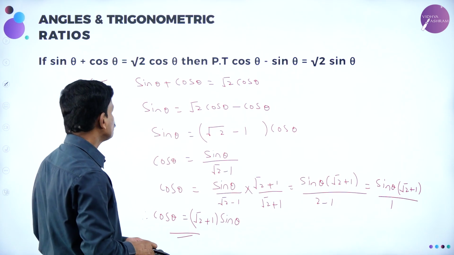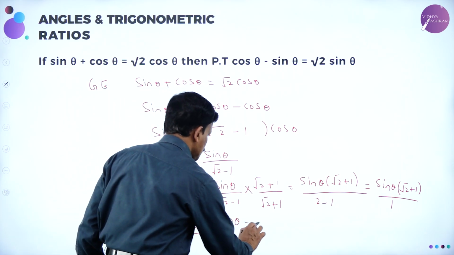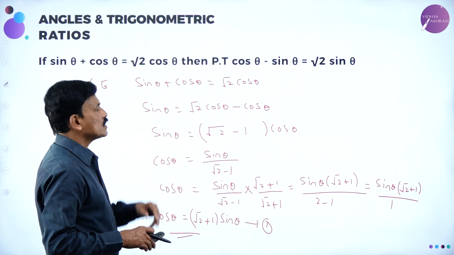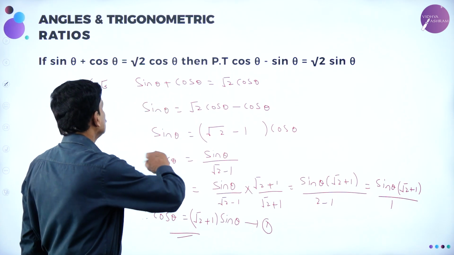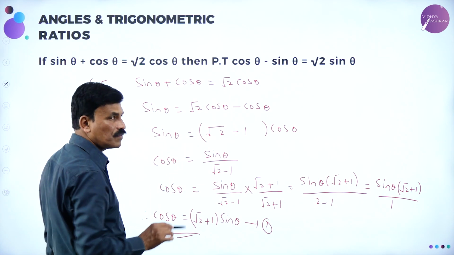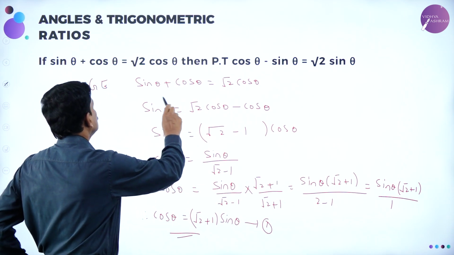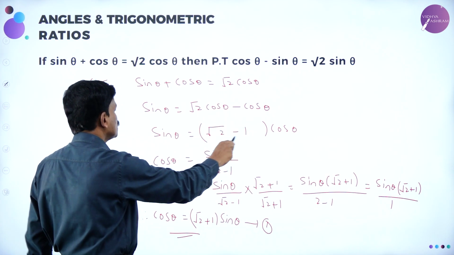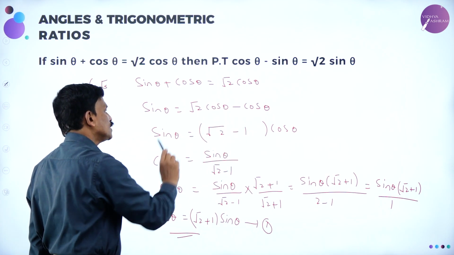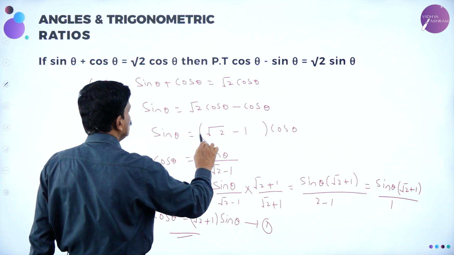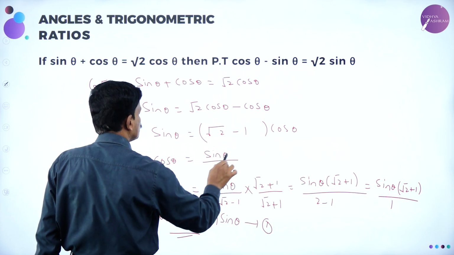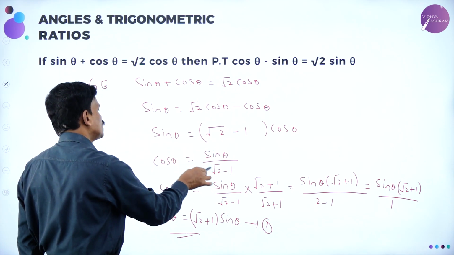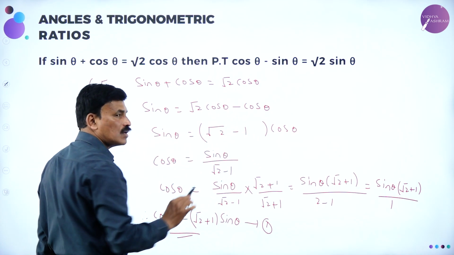Now let us represent this as equation number 1. See here, what is given? Sin theta plus cos theta is equal to root 2 cos theta. Just convert in terms of cos, that's it. So transfer this cos theta to the right hand side, root 2 cos theta minus cos theta is equal to sin theta. You can take a cos theta common factor. So root 2 minus 1 into cos theta, or just transfer this to the denominator, sin theta divided by root 2 minus 1 is equal to cos theta.